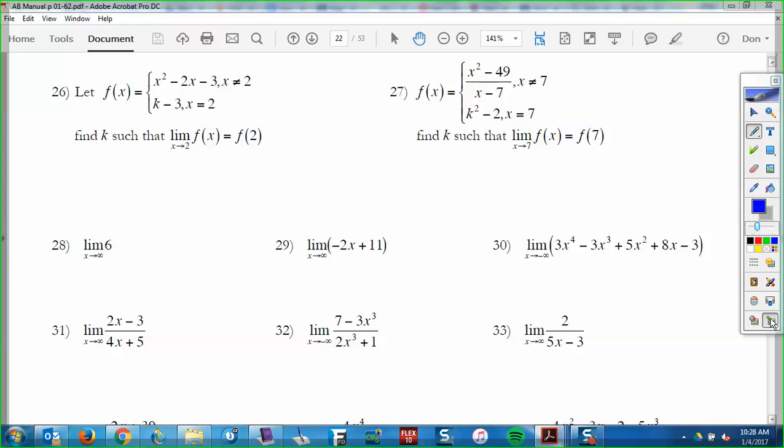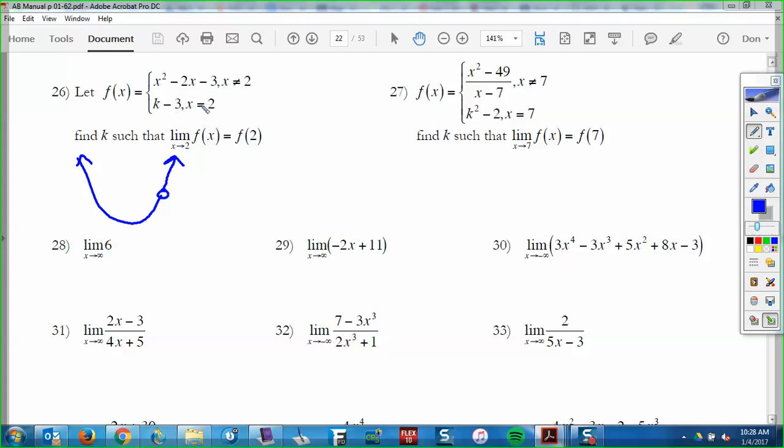It's a piecewise function. So it says, find k such that the limit as x approaches 2 is equal to f of 2. So if you look at the piecewise function, remember it's just in pieces, right? Well, what do you notice? This is a little different one. Instead of greater than 2 and less than 2, what we have is it's this everywhere but 2. Well, what kind of graph is that? Parabola. So it's a parabola with what at 2? Then there's like a hole, right? There's like a hole at 2.